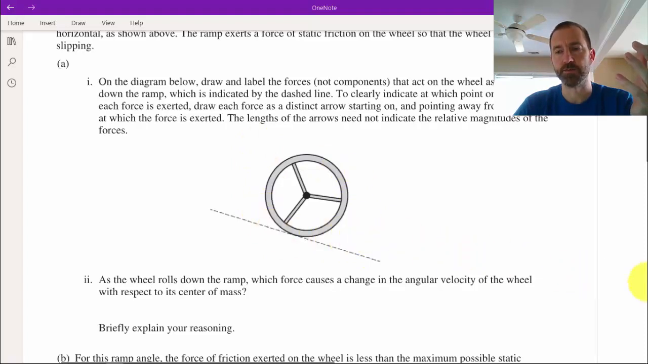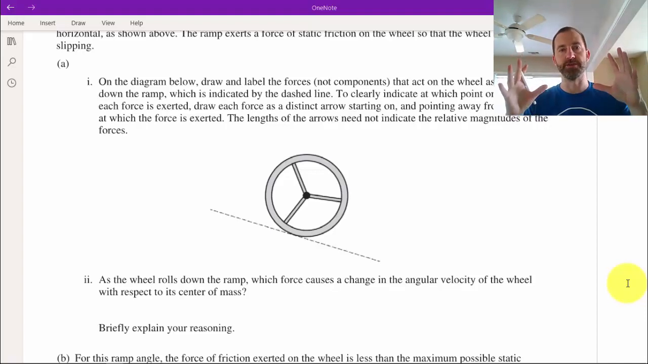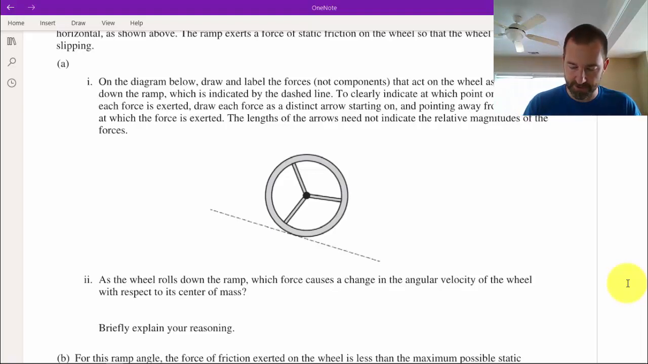But let's start with the free body diagram. They want us to draw in forces. So first off, there's going to be a force of gravity acting on it because it's rolling down the ramp. It's got to have gravity. But specifically, for large scale objects, we want to draw the force of gravity at the center of the object, at its center of mass. So at the center dot there, I'm going to draw an arrow pointing down like this. You can write F sub G or mg, whichever you would prefer.